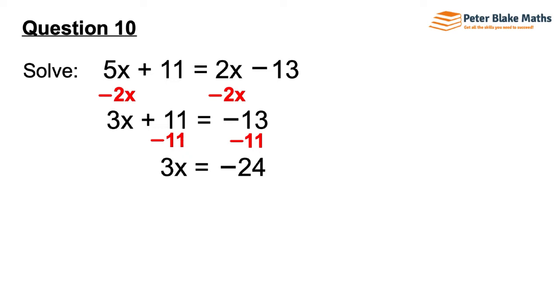Be careful there. So the 3 and the x are multiplying with each other. So we'll do the opposite to both sides. Divide by 3 both sides, leaving us with x on the left-hand side, which is what we're after. And minus 24 divided by 3, it's a minus divided by a plus, gives us a minus answer, and 24 divided by 3 is 8.